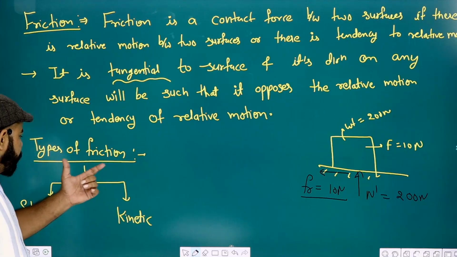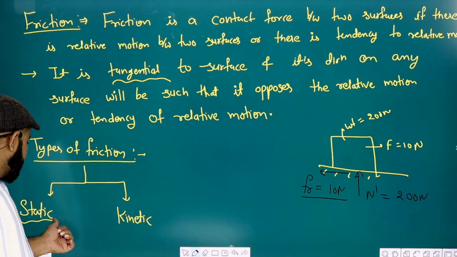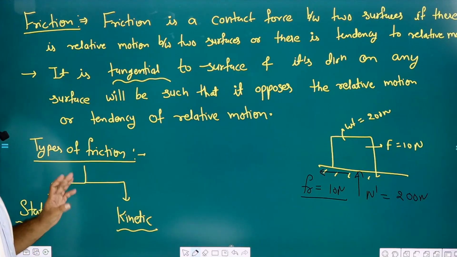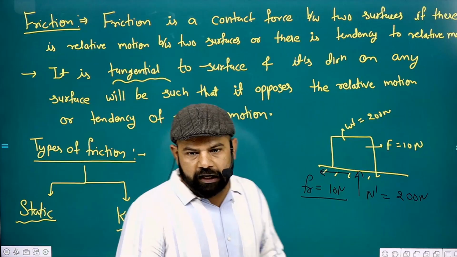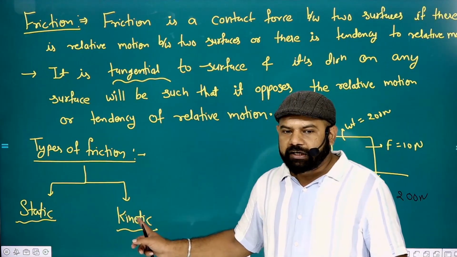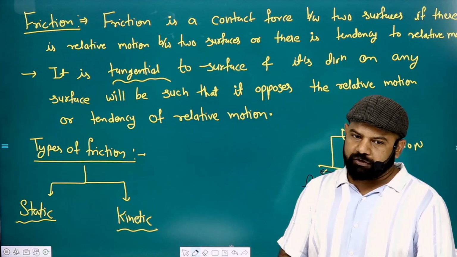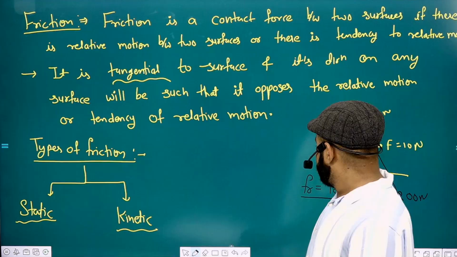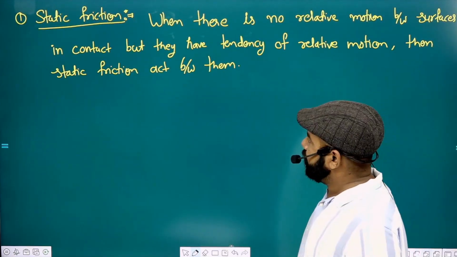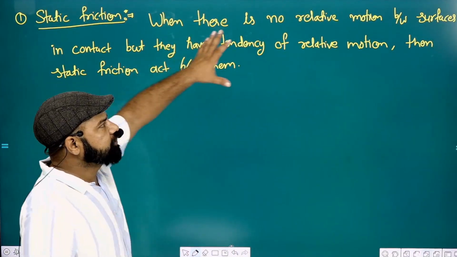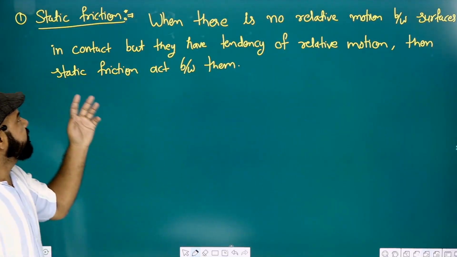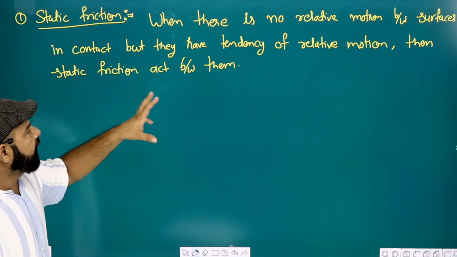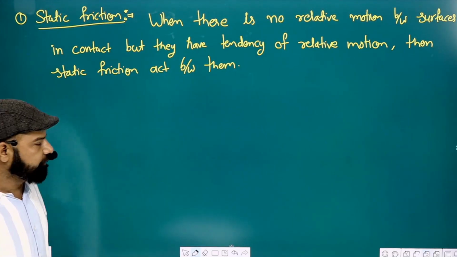Now, types of friction force: first we have defined static friction, another is kinetic friction. Static friction acts if there is only a tendency of relative motion. Kinetic friction acts when there is relative motion between two surfaces, right? So let us first discuss static friction. When there is no relative motion between two surfaces but there is a tendency of relative motion, then static friction acts between those two surfaces, right?